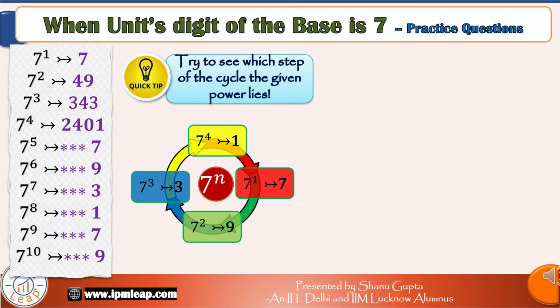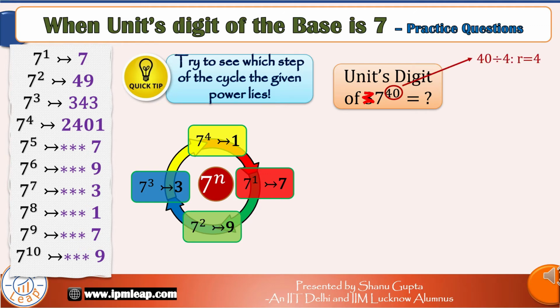Let's try out some questions now. Find the units digit of 37 raised power 40. First, ignore 3 in the base. Next, the power 40 is clearly divisible by 4. So we are at the fourth step of the cycle. Units digit will be the same as that of 7 raised power 4, which is 1. So our answer is 1.